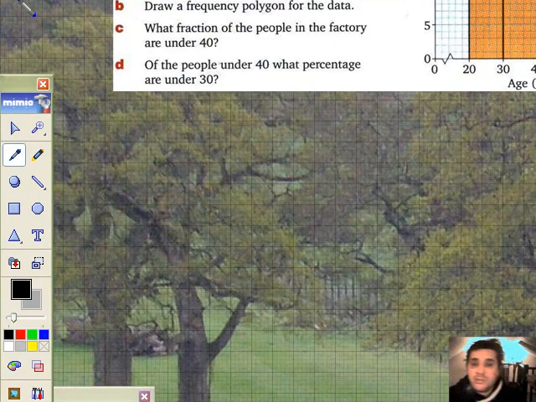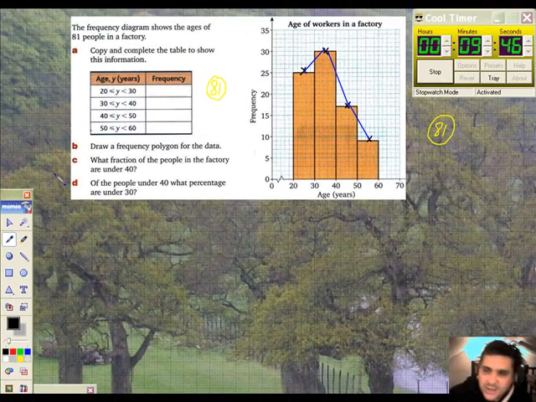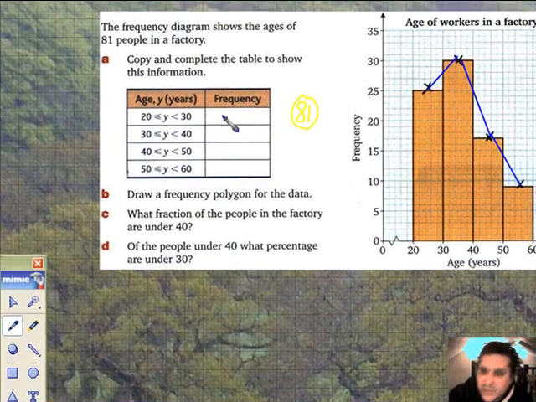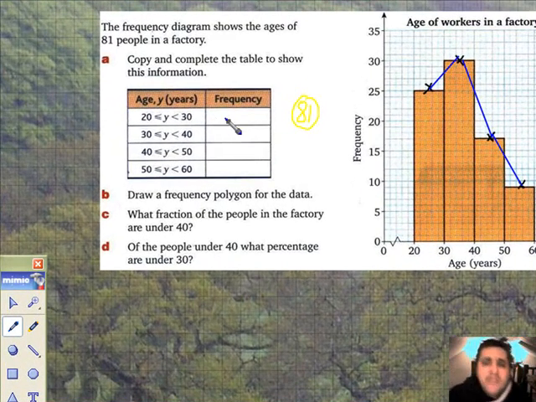Right, part B, draw a frequency polygon. I've done it. What I didn't do is part A, so I'm going to do that right now. It says I've got to copy and complete the information. Well, alright, I'm missing the frequencies. The frequency for the first one is 25, I'll put it there.